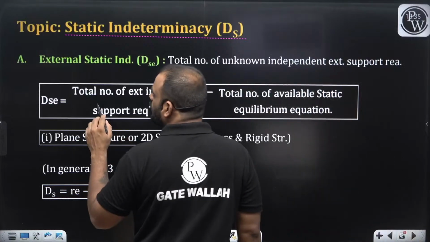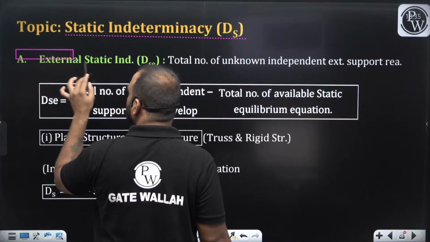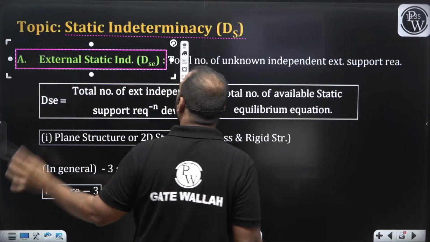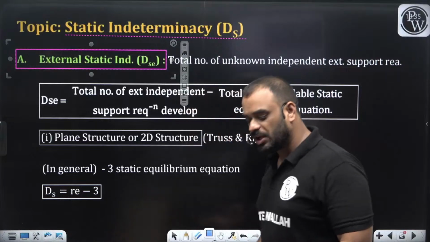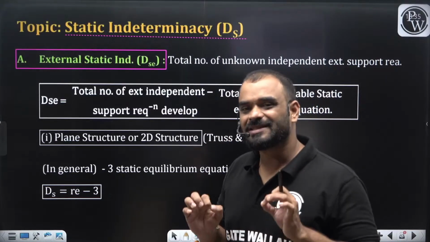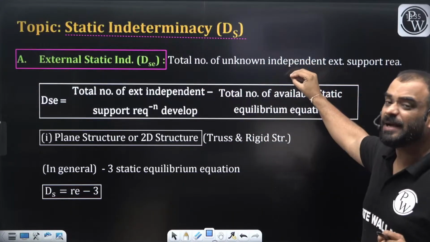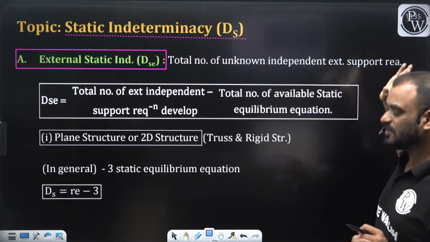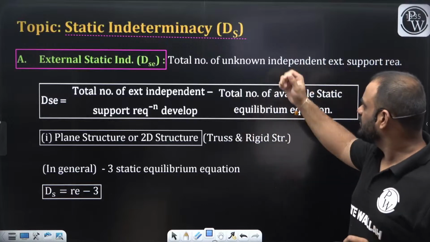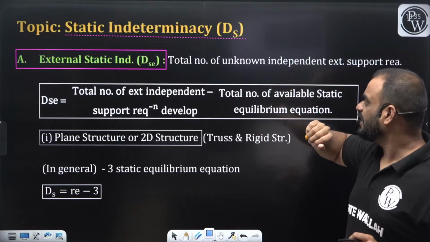Okay, sir. So what is our external static indeterminacy? It is the total number of unknown independent external support reactions. Right? Now, what do you mean by independent? I will explain it, guys, in detail.